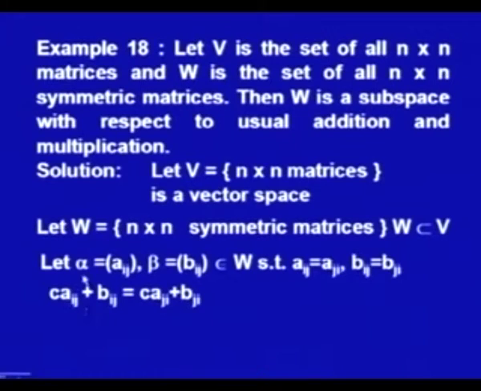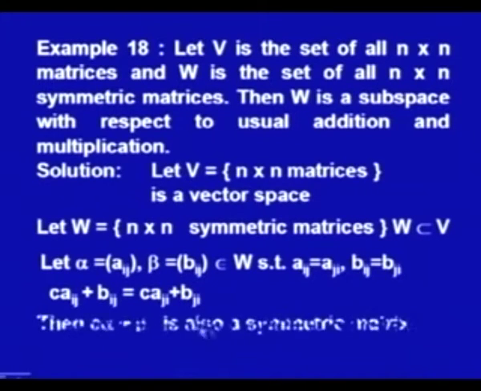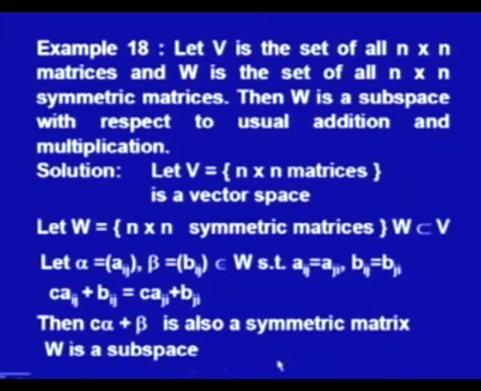Now, consider the linear combination c aij plus bij. So, we consider a typical element of this matrix, c aij plus bij. Now, this is equal to c aji plus bji. So, we can say that c alpha plus beta is also a symmetric matrix. So, the operation is closed and W is a subspace.